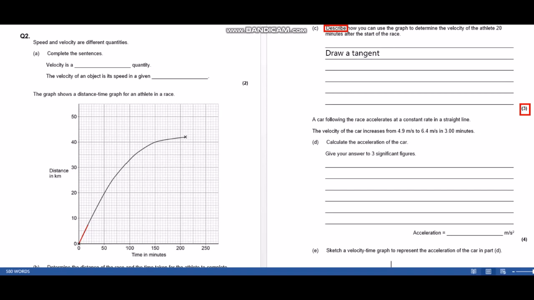So a tangent is the line I've just drawn, which is a straight line which goes close to the curve on the graph. I've circled 3 points and I've circled describe because that's what the question's asked to do. So it's 3 marks, that's 1 mark. Second mark, at 20 minutes. So I've drawn that tangent at 20 minutes.